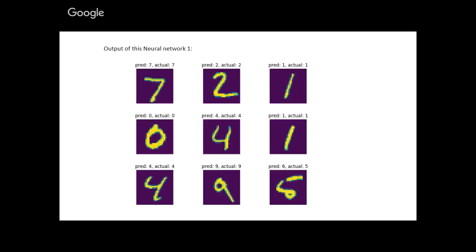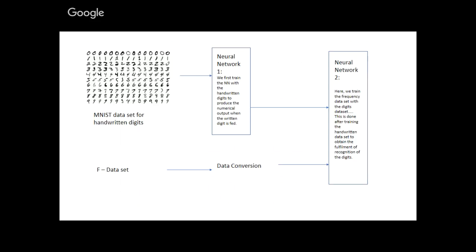Now at the end of the day, after this digit recognition, this is our output. Here we give the predicted and the actual, and we can see it comes close to more than 90% accuracy. You can see that here it is actually 5, but it is predicted 6. So this is the output of the first neural network.